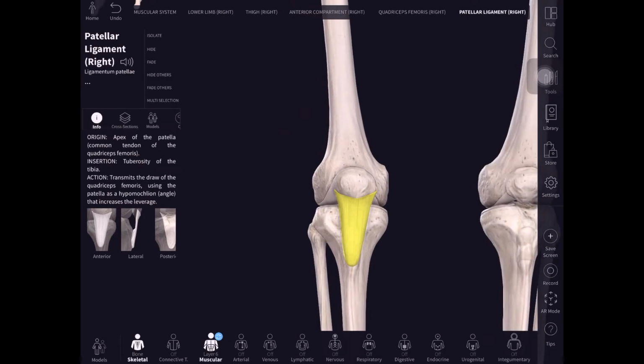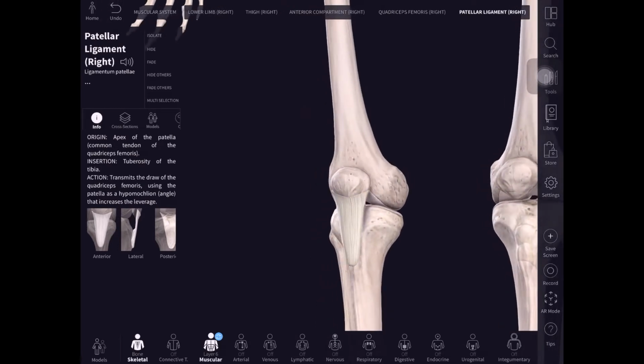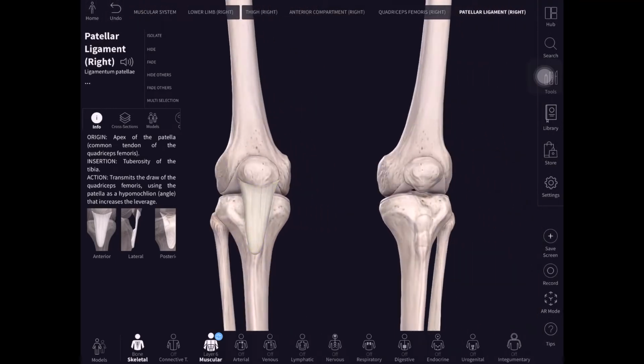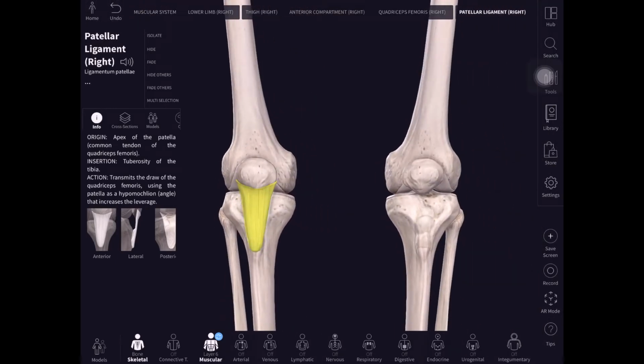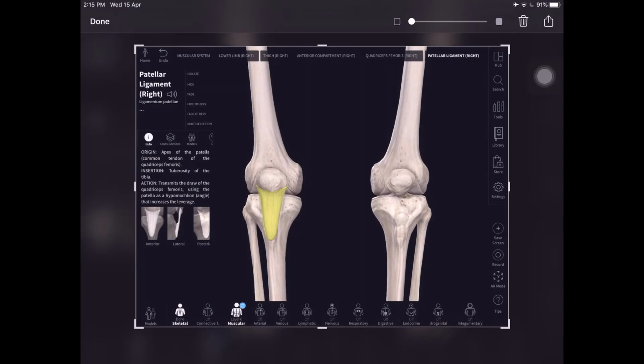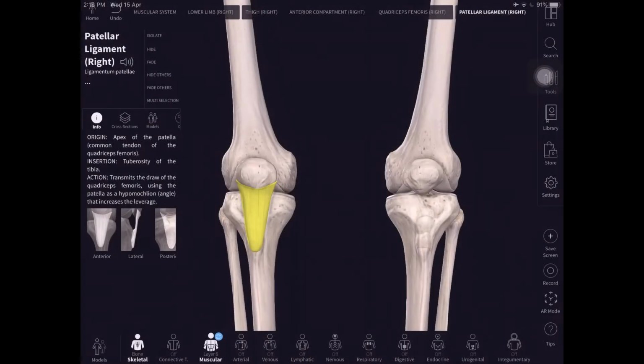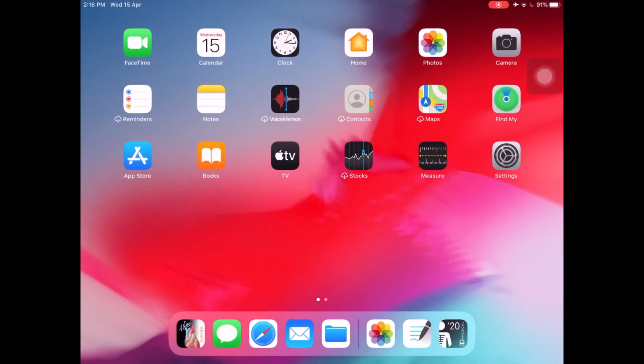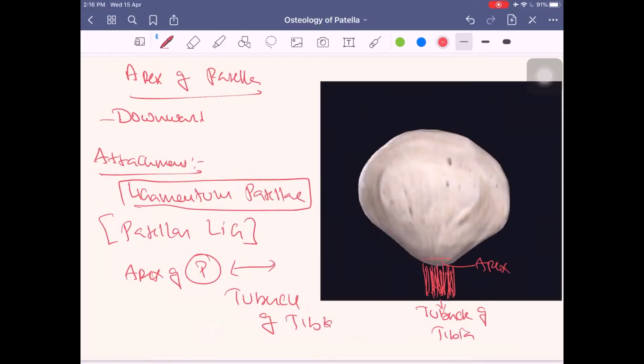I can show you this again on this side. In this image, here is our ligamentum patellae, and this is how it goes. It goes down and attaches there. Here you have your tibial tubercle, or tubercle of tibia. So this is about your apex.